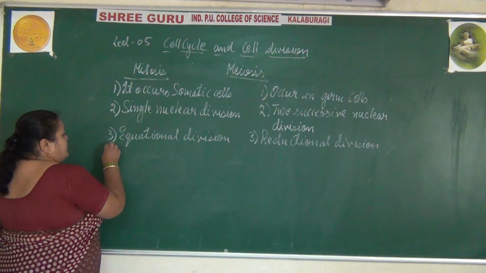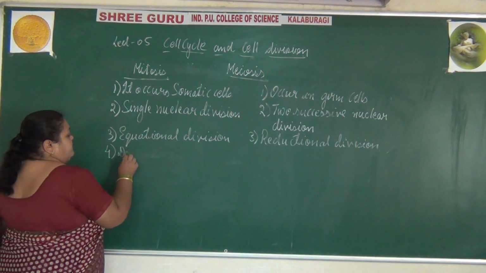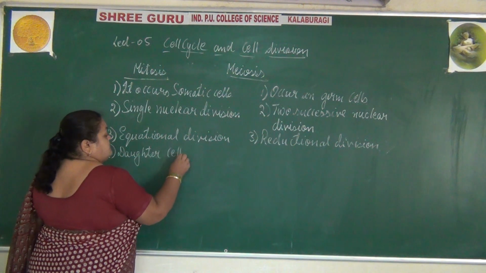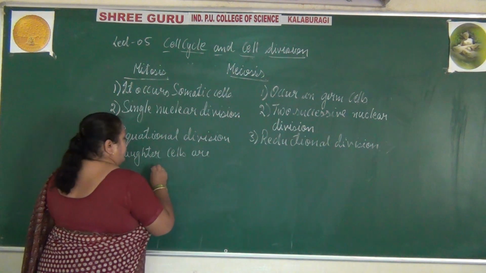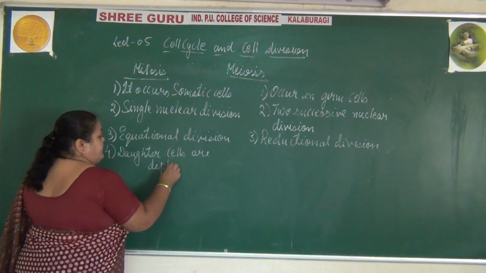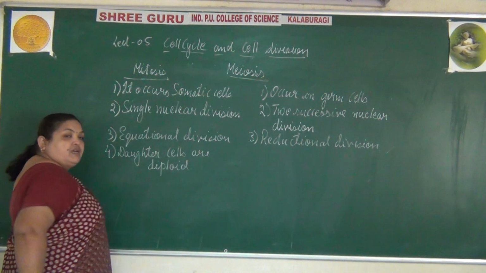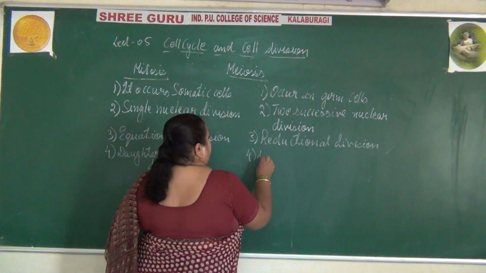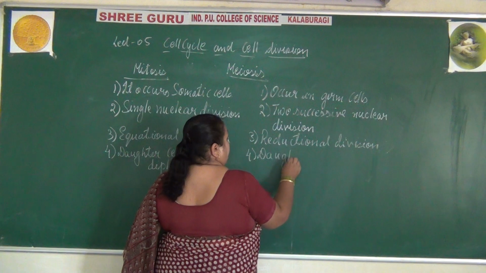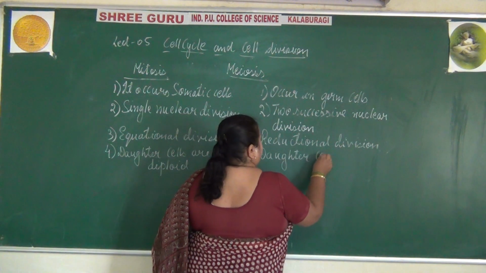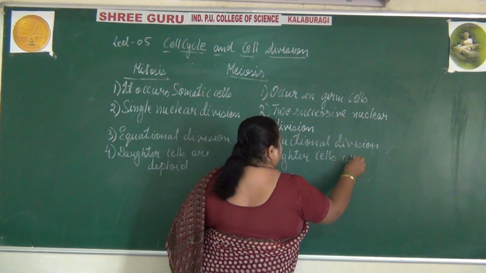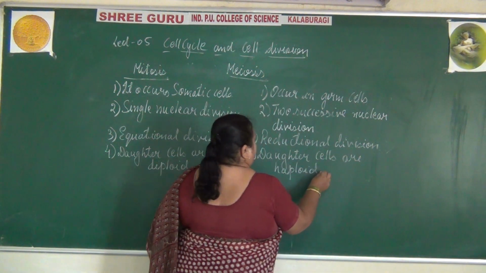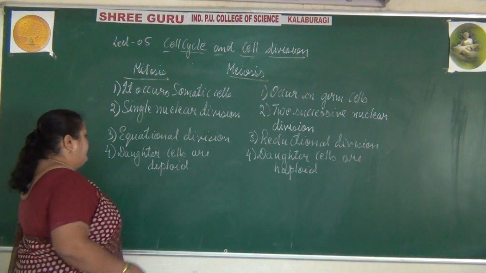So we can go with another point. Here the daughter cells are diploid, usually in higher groups of plants and animals. Here in meiosis, the daughter cells are haploid. The daughter cells are haploid.